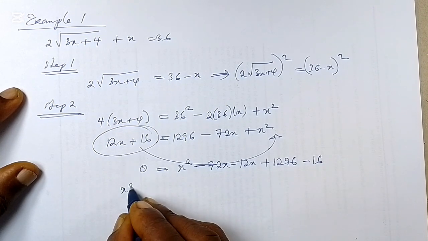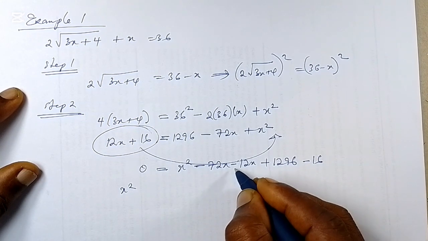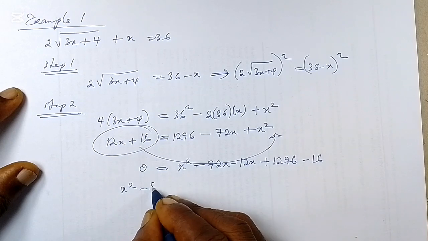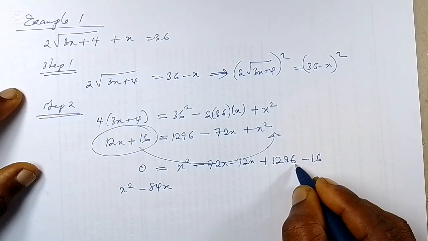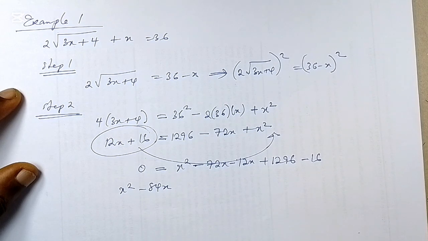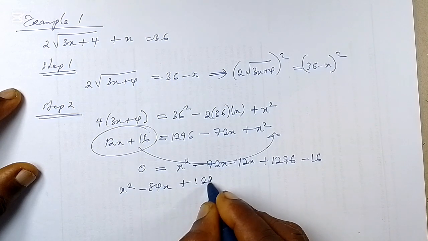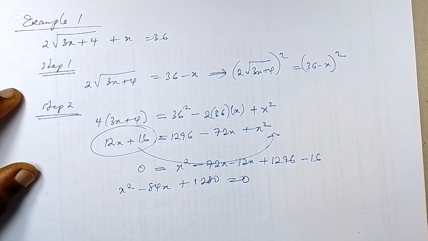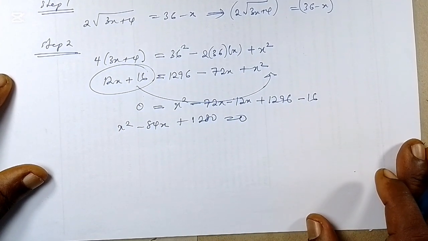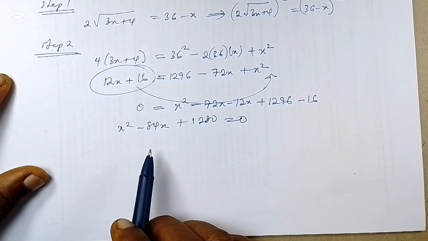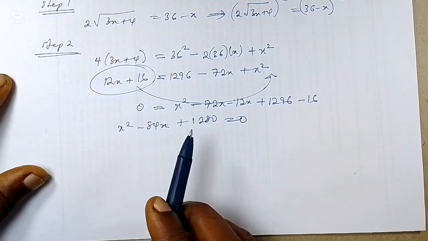So this is the same thing as saying x squared minus 72x minus 12x will give us minus 84x. And if you simplify this also, 1296 minus 16 will give you plus 1280, and that will be equal to 0. Now you could use any method that is convenient for you, but if you look at this critically, you can solve this problem using the factorization method.